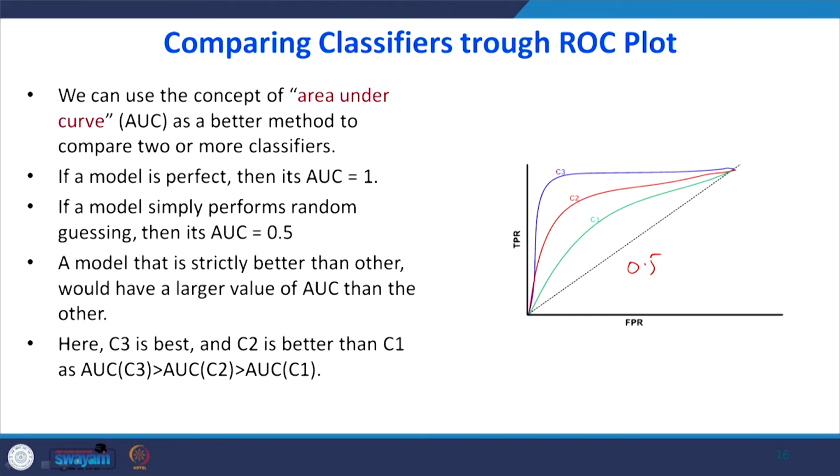So that model and that corresponding threshold value is better to classify which is 1 or which is 0 when compared to C2, C1. Here C3 is the best, C2 is better than C1, as the AUC of C3 is greater than the AUC of C2, which is greater than the AUC of C1.